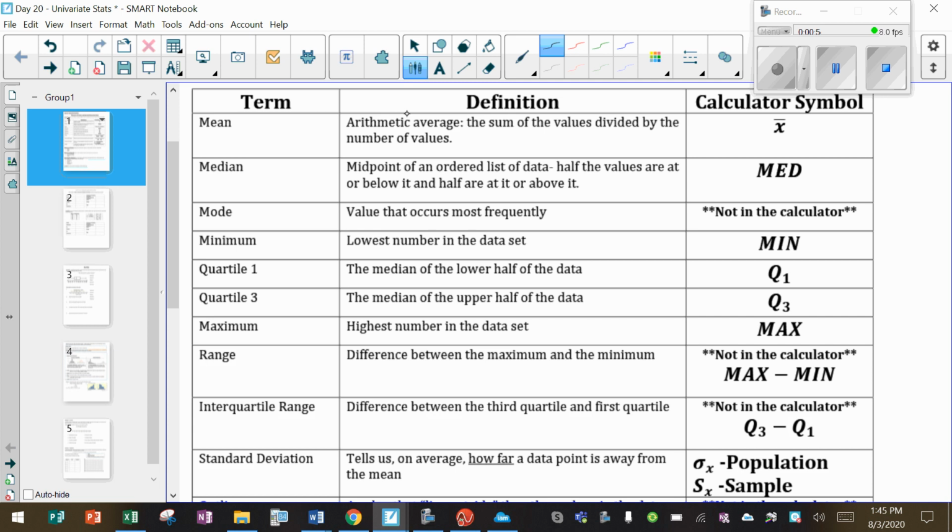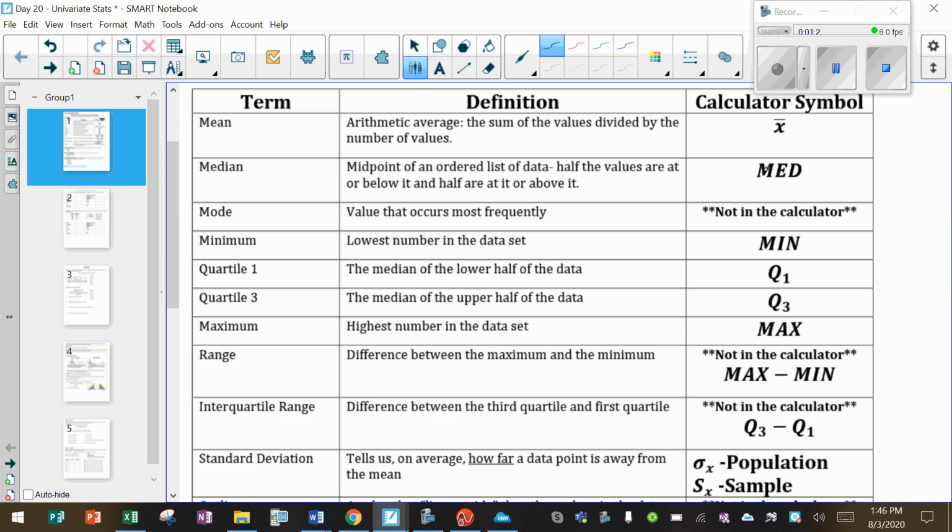Mean is your average. The median is the middle number. It's the midpoint of an ordered list of data. Half the values are at or below that number, and the other half are either equal to or above that number. There is no symbol for median, so we just abbreviate it MED. And mode rhymes with most. Mode and most sound the same. Mode is the value that occurs most frequently. It's the most common score.